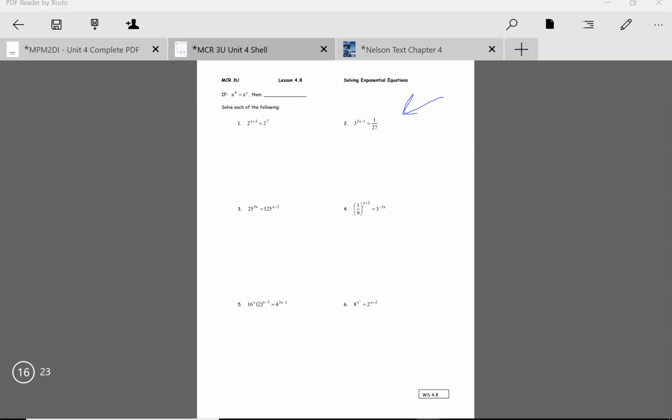Hello and welcome back to our lesson 4.8. This is again solving exponential equations.